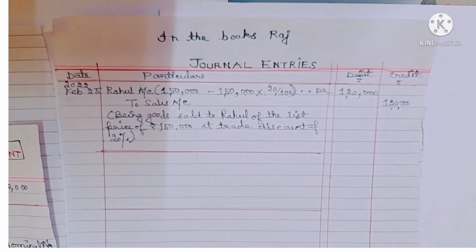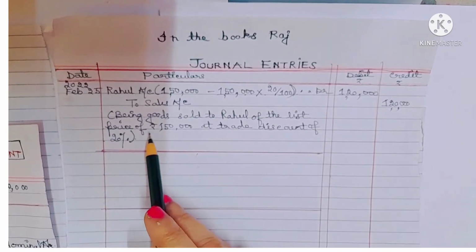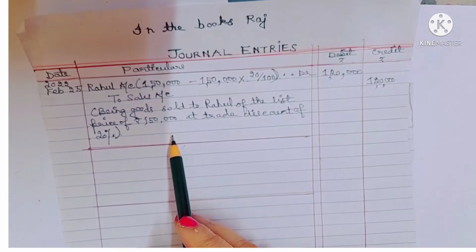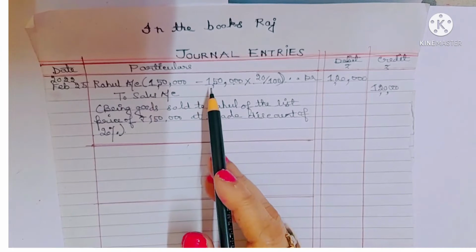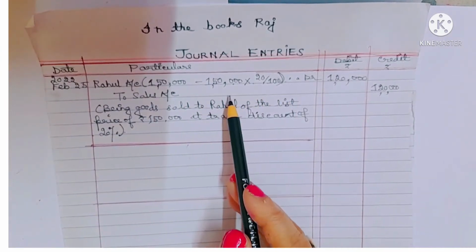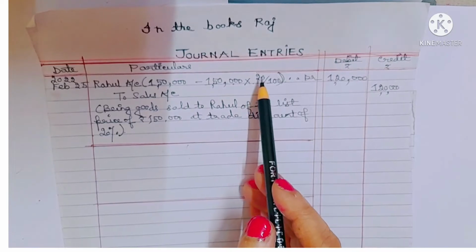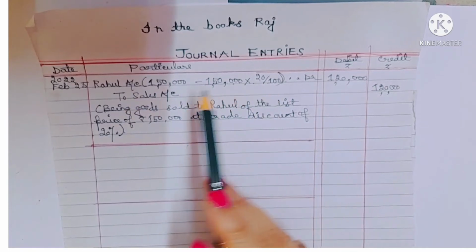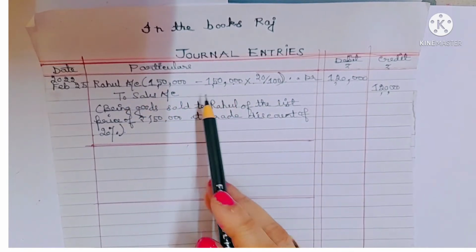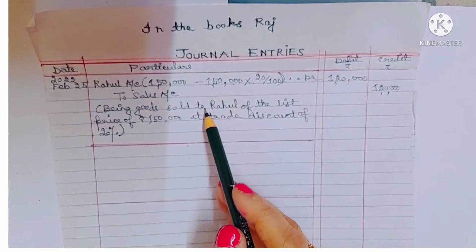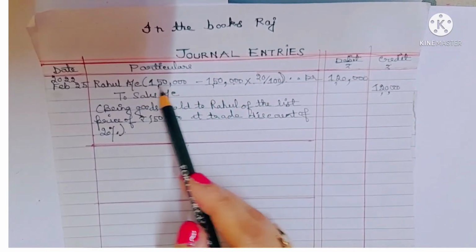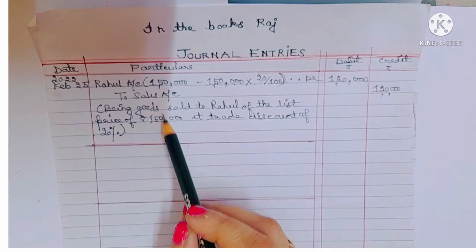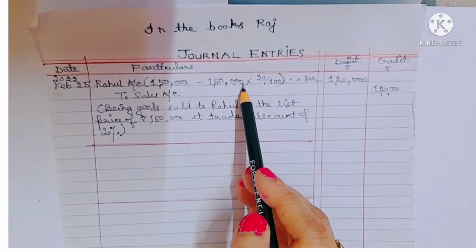Okay. And for trade discount, there won't be any separate journal entry. Please remember, no separate journal entry is passed for trade discount. Trade discount will not appear in the journal. But you have to show calculations regarding trade discount. That is the reason I have shown 1,50,000 minus 1,50,000 into 20 by 100. Always remember, list price minus trade discount.